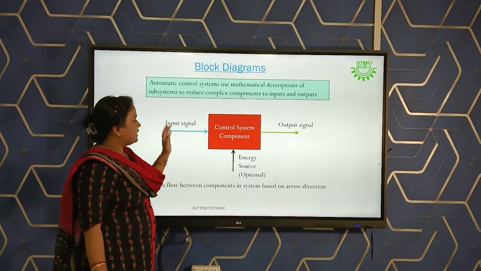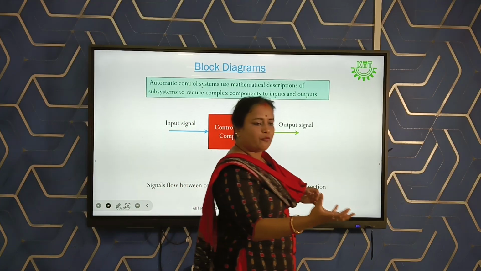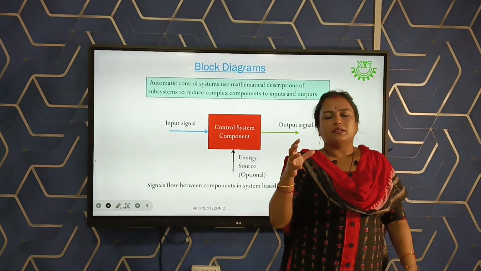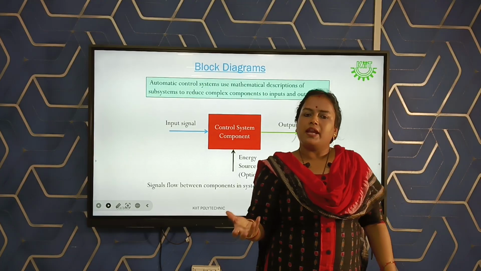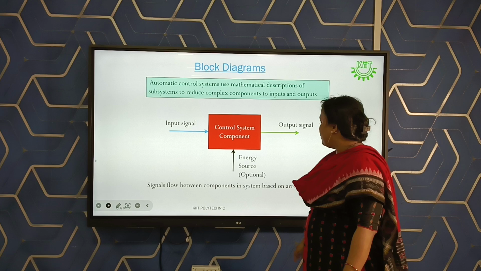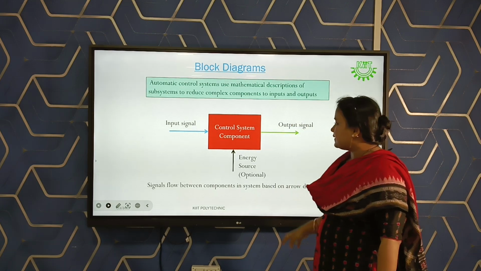Control system means we will give some input to a system and from there we will get the output. If it is a control system, then the output will be the desired one. If it is not a control system, then we can get any type of output. So signal flow between components in the system is basically based on the arrow marks of the directions.